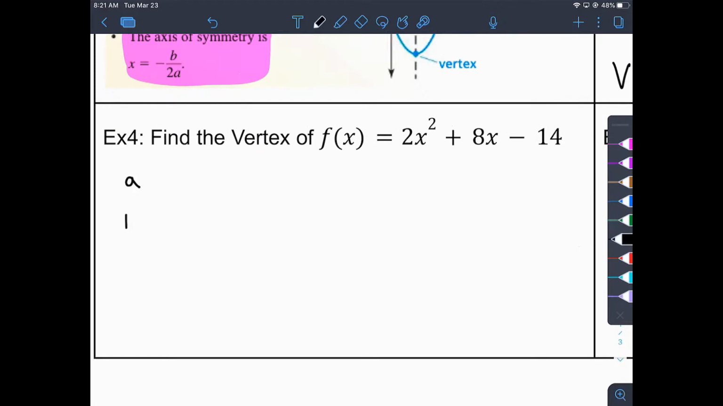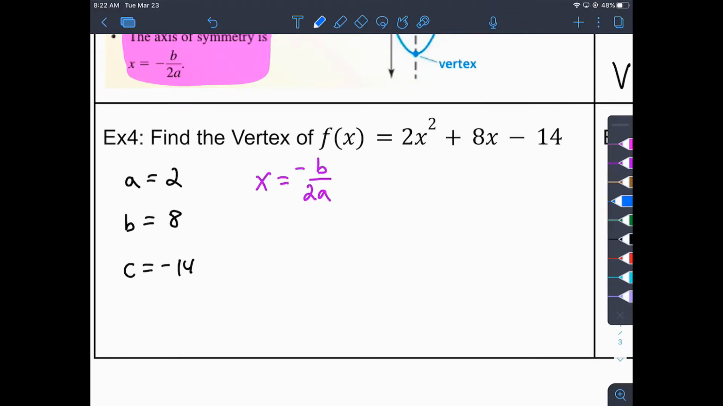Again, let's list the a, the b, and the c, although we don't need the c for the x coordinate of the vertex. The a this time is a 2, so we're going to put a 2. The b is a positive 8, so there's an 8 there, and the c is negative 14. But we know that in order to find the x coordinate, we need to take the opposite of b, also known as negative b, divided by 2 times a.